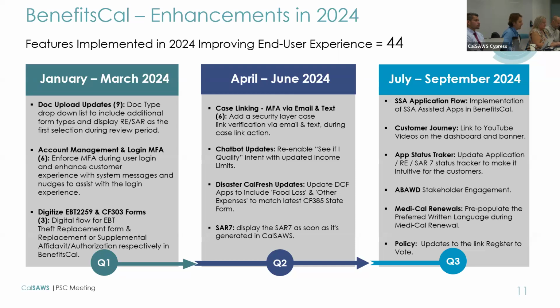Another area that I would like to highlight here is account management and case linking. To adhere to the consortium's privacy and security rules, as well as to protect the customer's data, a series of changes have been made throughout the calendar year, primarily for the multi-factor authentication added to the login flow, as well as case linking. And the EBT 2259 flow has been digitized in the Benefits-Cal application to make sure that if an EBT theft situation happens, God forbid, customers can report those transactions digitally and conveniently on the Benefits-Cal application instead of going to a county office in person.